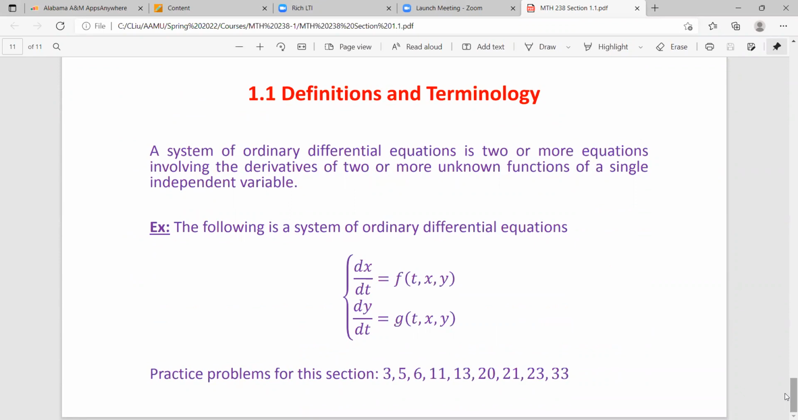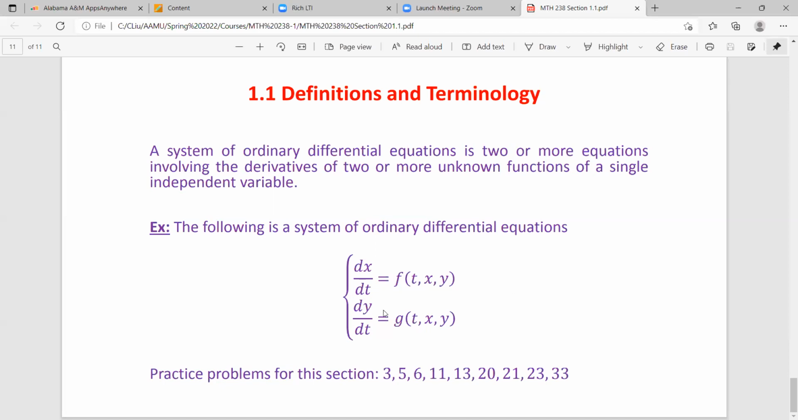Sometimes you may have 2 functions to solve in the problem, like x and y, they are both functions of t. So this time we got one independent variable, which is t in this example, and we got two functions to solve, both x and y. They are functions of t. And this is called a system of ordinary differential equations. Okay, so a system of ordinary differential equations is two or more equations involving the derivatives of two or more unknown functions of a single independent variable. Okay.